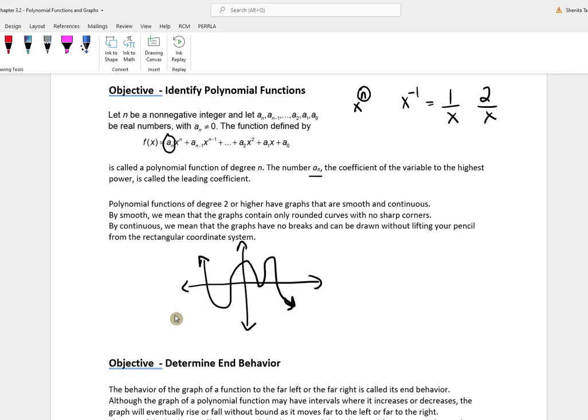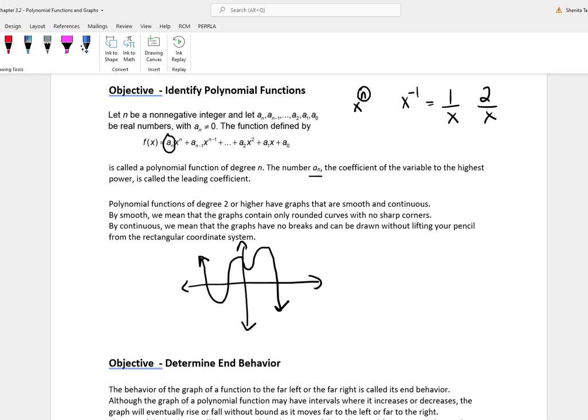Hold on, let me make this straight. I'm going to do it one more time. Sorry, I can't really draw on this thing. Alright, so I'm going to go down, up, back up, and down. So this is a polynomial function because if you can take your pencil and draw it without lifting your pencil off the paper, then it's continuous and smooth.